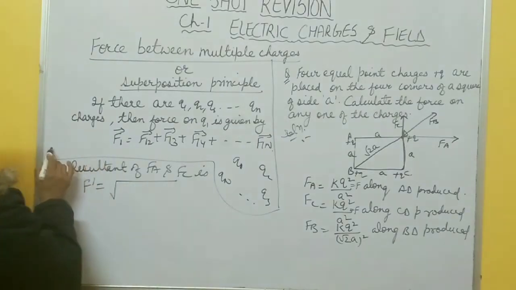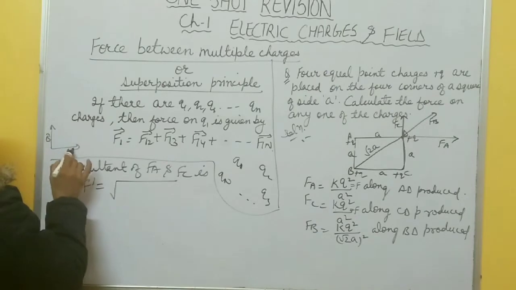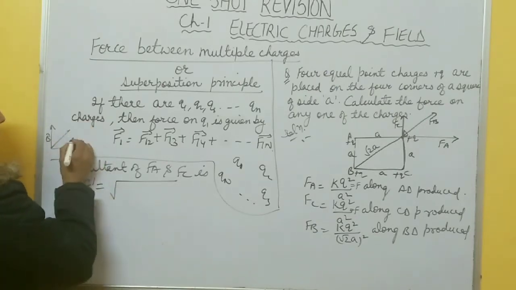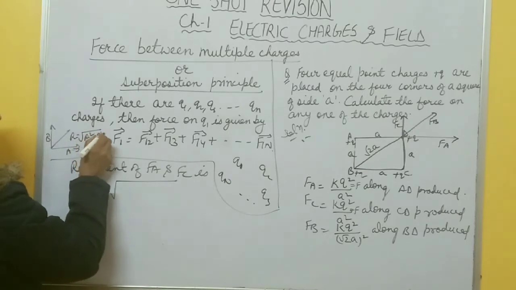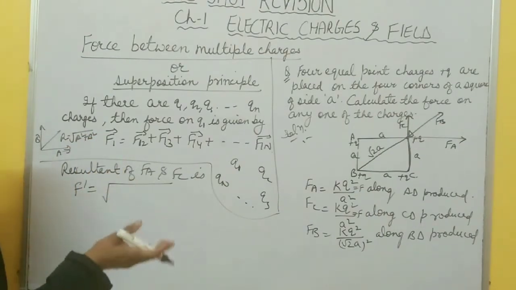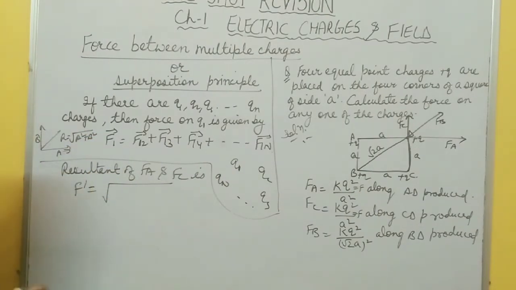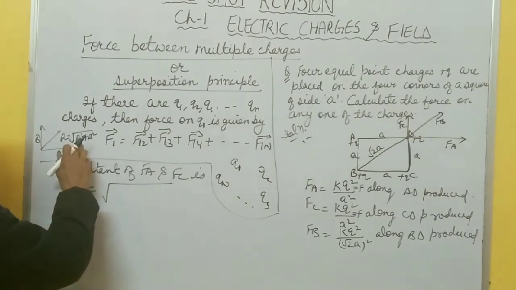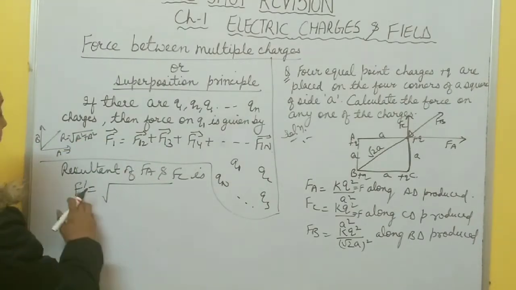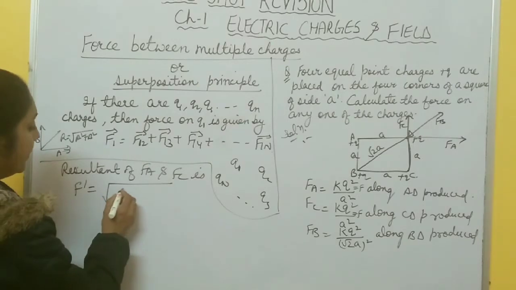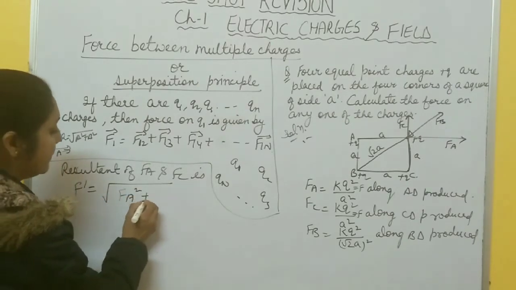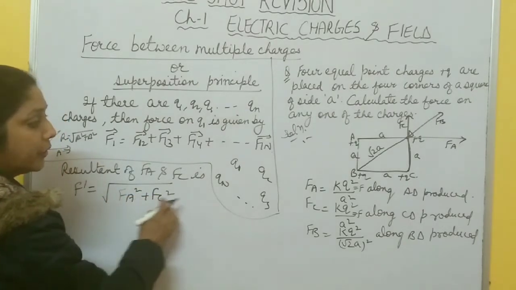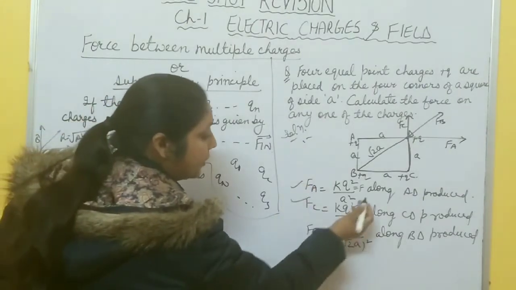Suppose there are two vectors, one along this direction and the other along this direction, A and B vectors. But the resultant is along this direction. Resultant is always equal to under root A square plus B square plus 2AB cos theta, and cos 90 is 0. So R equals under root A square plus B square. Here also F dash is equal to under root FA square plus FC square, and both are equal. FA and FC are equal to F.